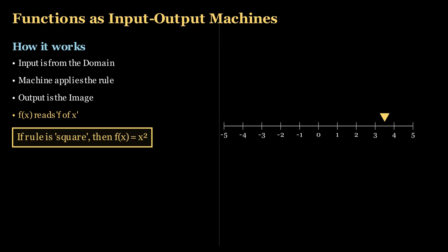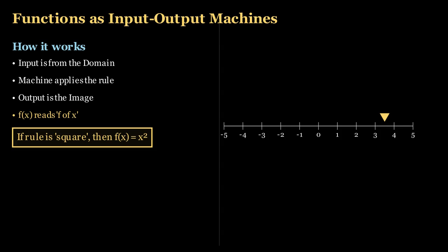Let's use our function machine to solve a real problem. Imagine a taxi company charges a $3 flag-down fee, and then $2 for every kilometer you travel. The total cost depends on the distance. We can build a function for this. Let the input, x, be the distance in kilometers. The rule is, multiply the distance by 2, and then add 3. So our function is f of x equals 2x plus 3.